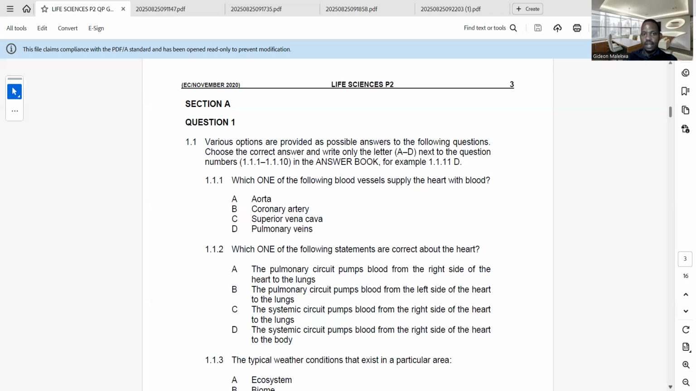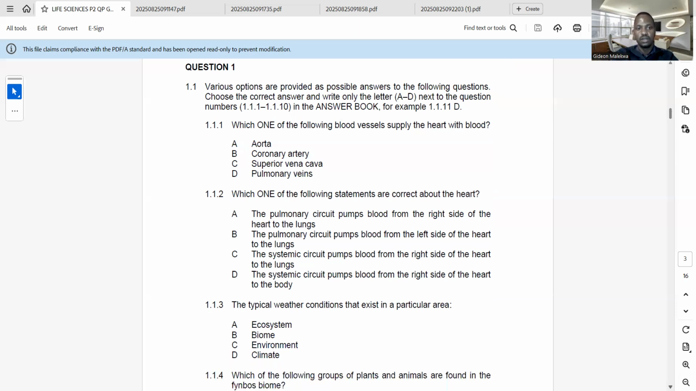So the coronary artery and the coronary vein are the ones that supply the heart with blood or remove the blood from the muscles of the heart. So the coronary artery is the correct answer. But what we write in our answer book, we write 1.1.1, correct answer is B. So we just write B. Okay, let's move on to 1.1.2.